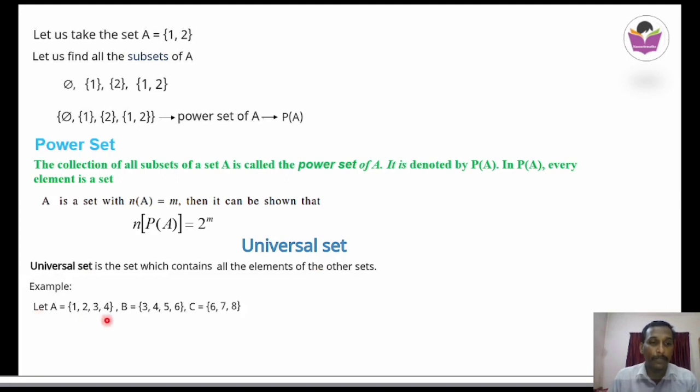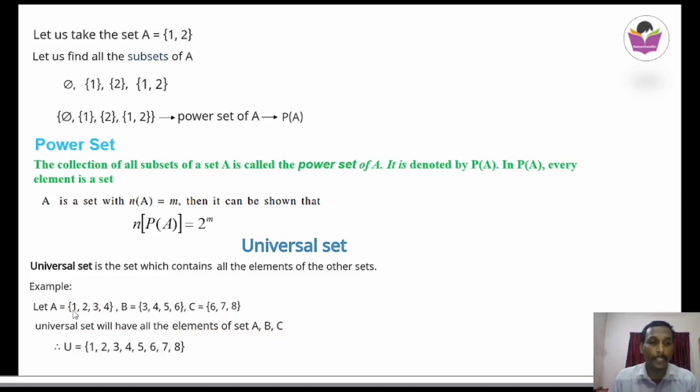A is equal to 1, 2, 3, 4, one set. B is equal to 3, 4, 5, 6, another set. C is equal to 6, 7, 8, the third set. So there are 3 sets. Let's find the universal set. The universal set will have all the elements of sets A, B and C. A elements, B elements and C elements. All these 3 sets' elements will be there.